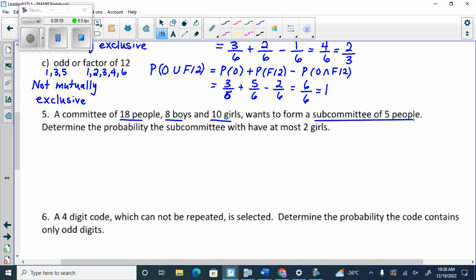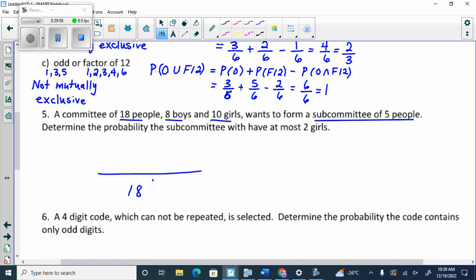So here it says we have a committee of 18 people, we have 8 boys, we have 10 girls, we want to form a subcommittee of 5 people, correct? That information before the word probability affects the top and the bottom. We agree? The bottom just isn't affected by a certain number of girls or boys, because that's the only information that affects my bottom. 18 people, 8 boys, 10 girls, I want a subcommittee of 5 people. So what's going to be on the bottom of this?